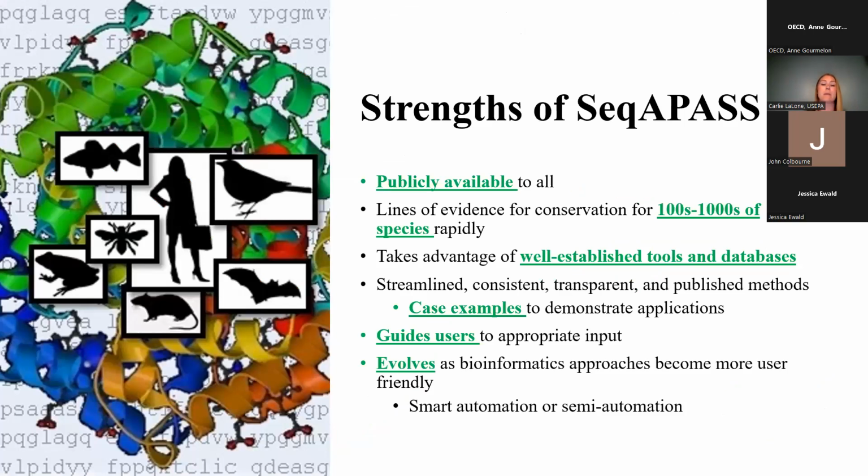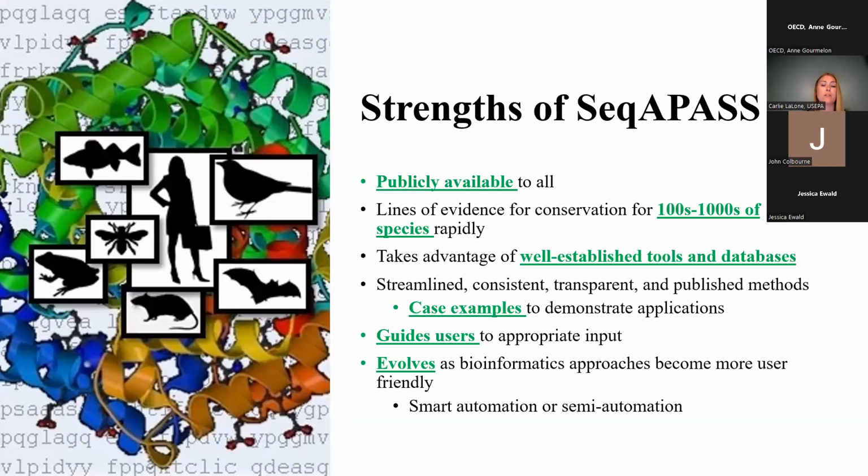So some of the strengths of the SeqAPASS tool is that it is publicly available. It's very rapid. You get lines of evidence towards conservation for hundreds of thousands of species very rapidly. And it takes advantage of extremely well-established tools and databases from the National Center for Biotechnology Information, which utilize information from various other resources that are established across the globe as well. And what this provides is a very streamlined, consistent, and transparent method for generating information for extrapolation. We've published many different case examples, and we continue to do that whenever we add new features to the SeqAPASS tool, as well as providing user guides.